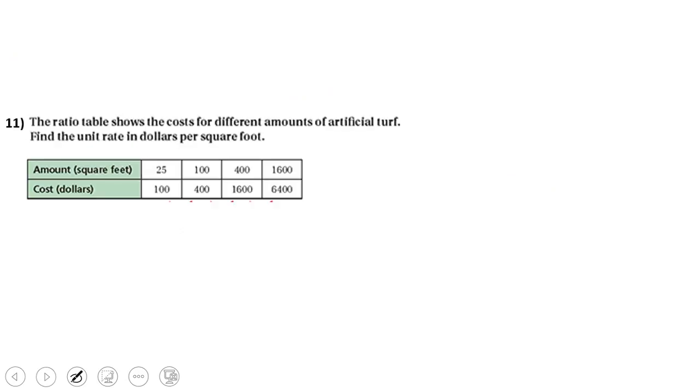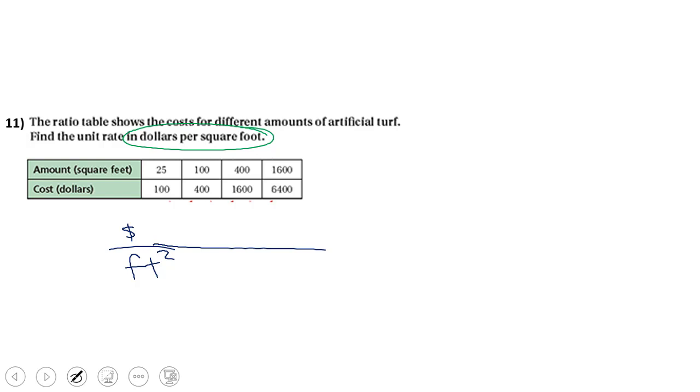Let's do another one. The ratio table shows the cost for different amounts of artificial turf. Find the unit rate in dollars per square foot. So once again, we want dollars per square foot. So we got to look at our table, and it has square feet on top and dollars on the bottom. So we got to be smart.